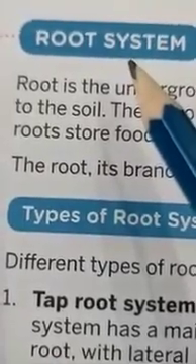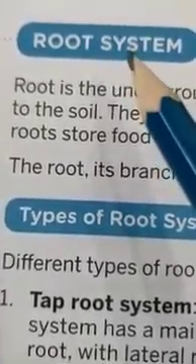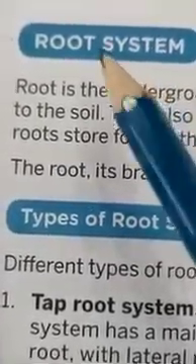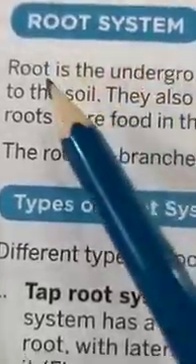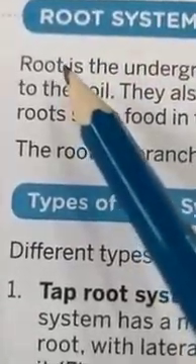Dear students, you are watching class 6 science chapter number 8, plant part 2. So let's start, dear students. Root system. Earlier we discussed the root system and shoot system.